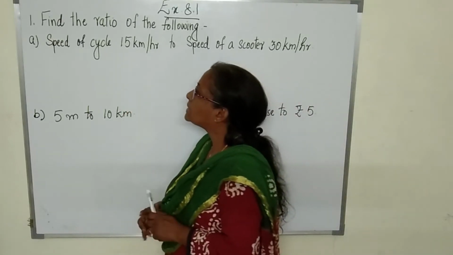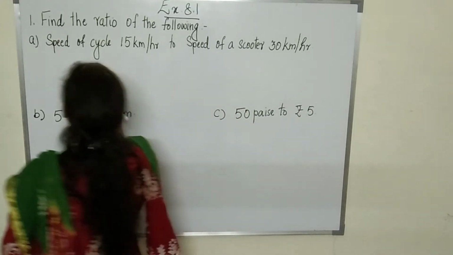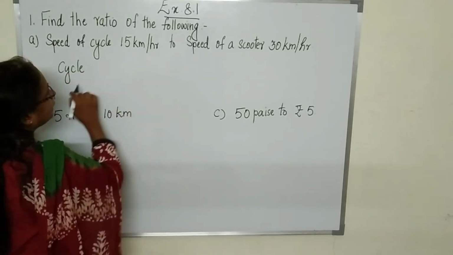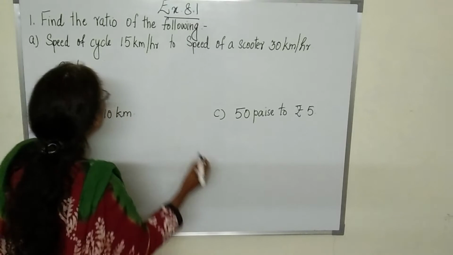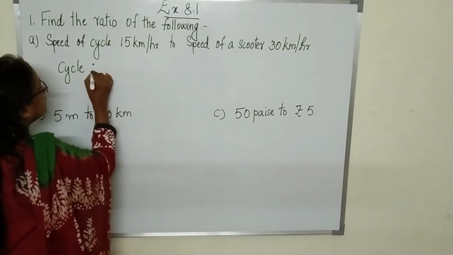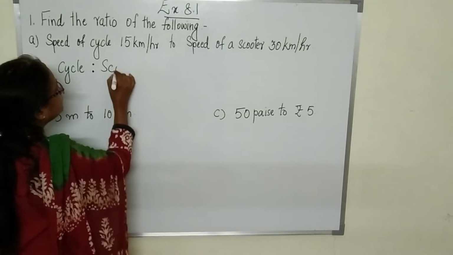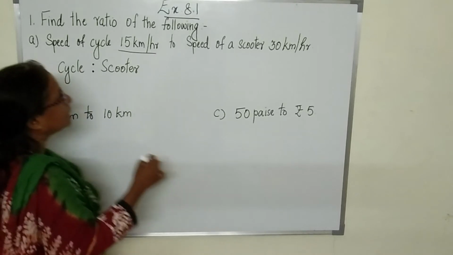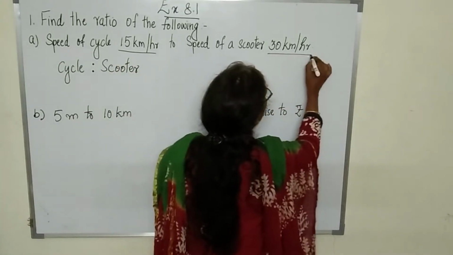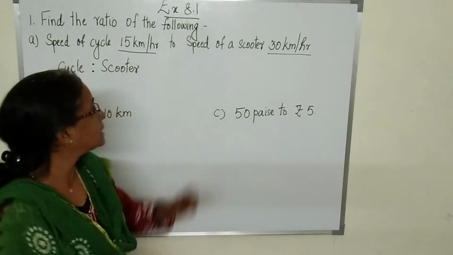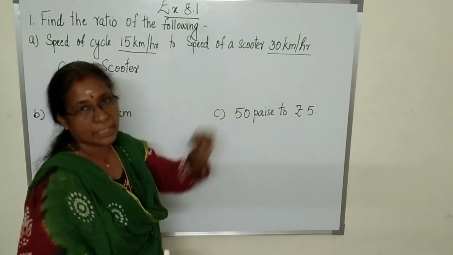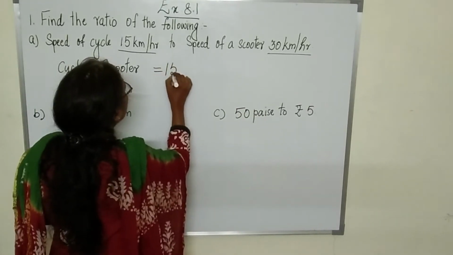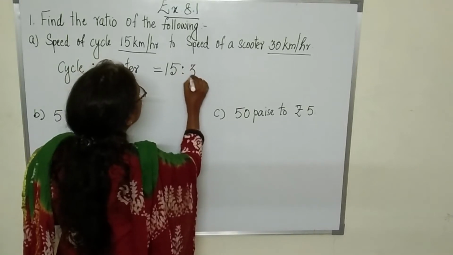So the first one is the speed of cycle is 15 kilometer per hour and the speed of scooter is given. So first we will write cycle is to scooter. Now see, here it is 15 kilometer per hour and here also 30 kilometer per hour. Check whether they are in the same unit or not. Kilometer per hour, kilometer per hour. So it is equal to 15 is to 30.